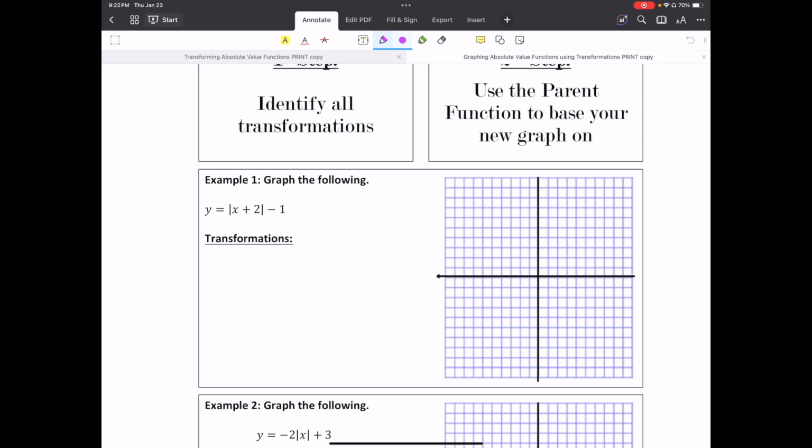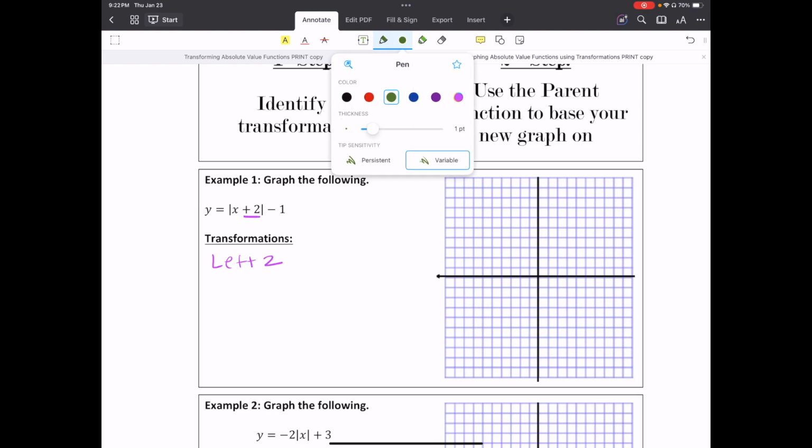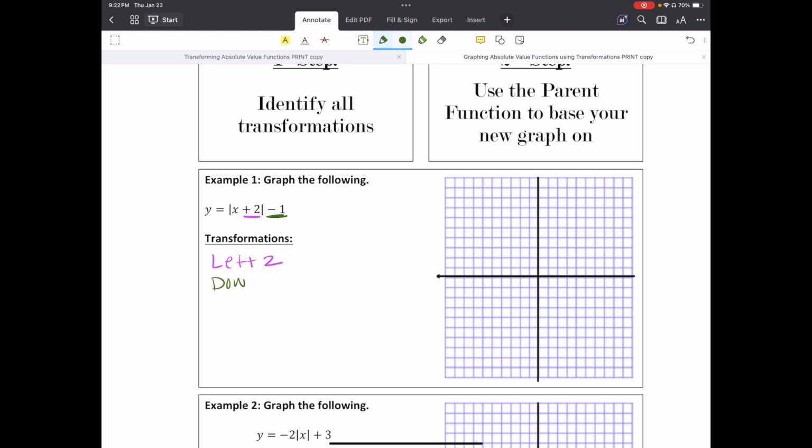So looking at number one, our first step is to identify the transformation. So we're going to go left two from the inside, and then we're going to go down one from the outside. Then we are not focused on creating a perfect graph with every single point being correct. All we want to do is sketch a visual of what the graph will look like. So if we take our vertex that's normally at 0, 0, and we move it left 2, down 1, it's going to be plotted there.